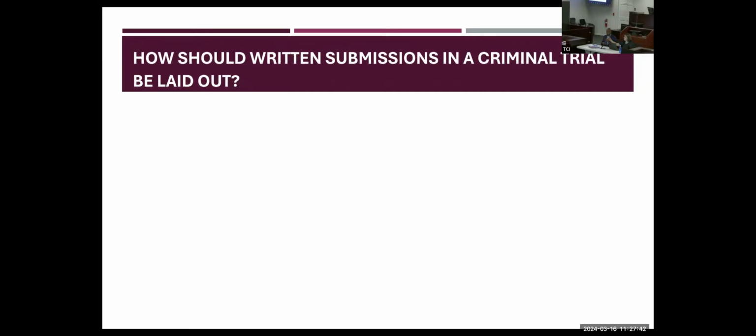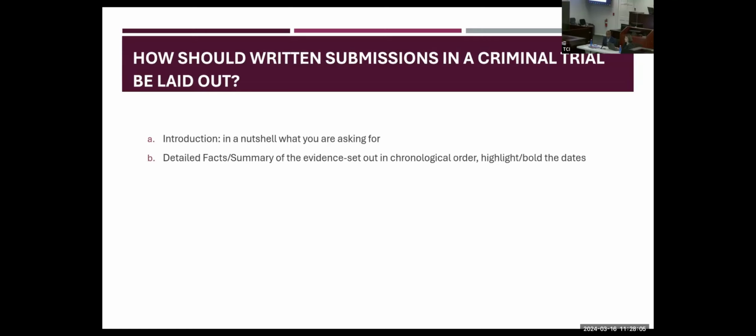So how should you lay out your written submissions in a criminal trial? Again, similar ingredients, I think, to the skeleton argument, but in more detail. So again, you start with your introduction. You need to say in a nutshell in the first paragraph what it is that you are asking for, so that when the judge reads it, he or she knows.